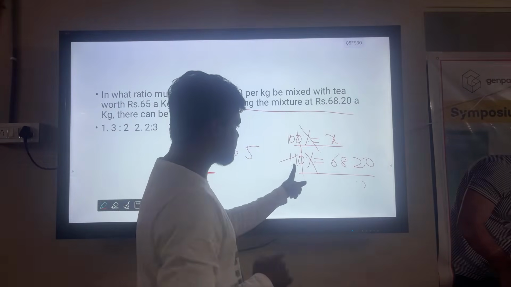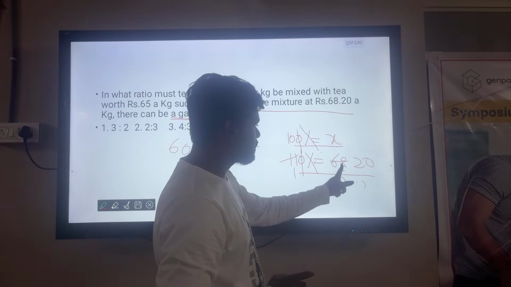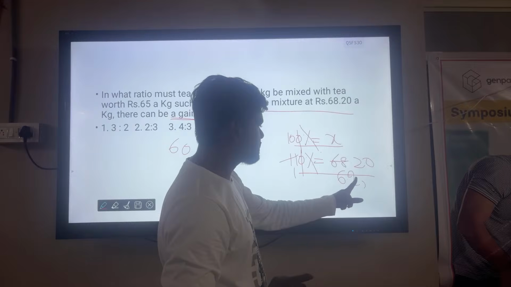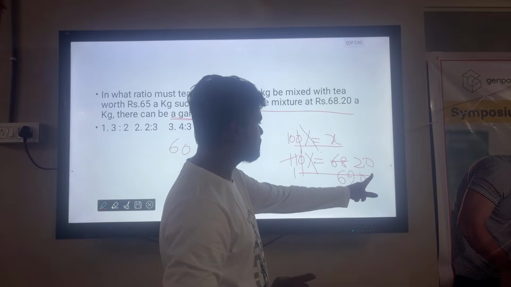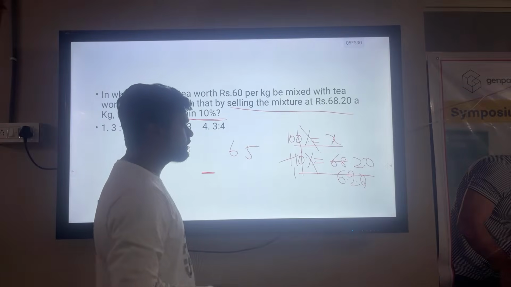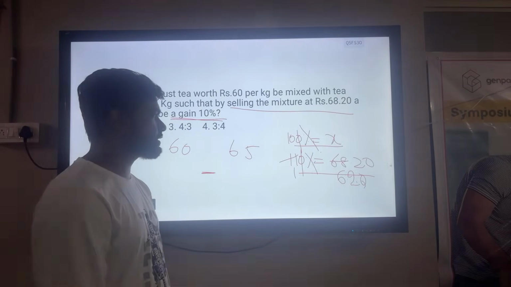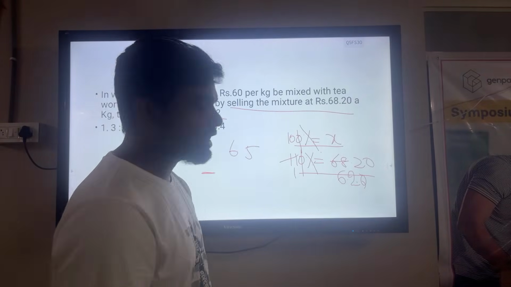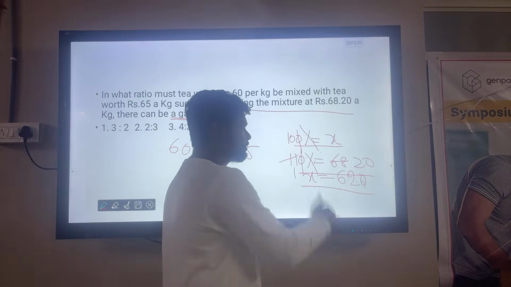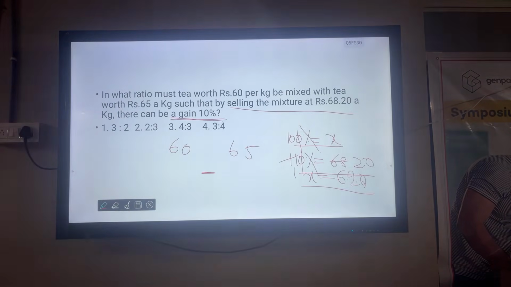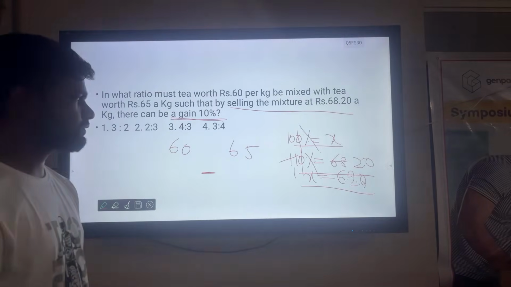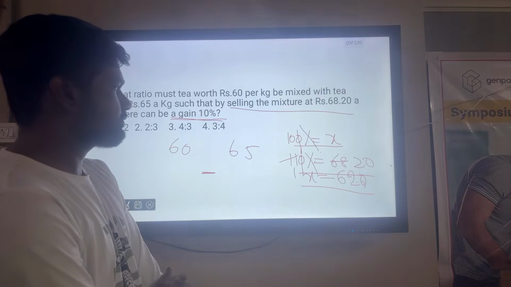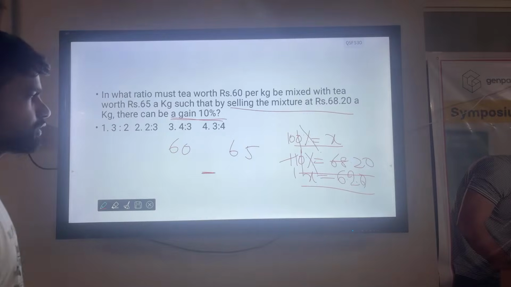Directly you can cancel: 11 ones are 11, 11 6s are 66, 11 2s are 22. 62 point 20, when you cross multiply this one, what will be the answer please? 11 6s are 66. Cross multiply: 62 rupees. What is the cost price there? x is equal to 62. 11 6s are 66 and the remaining 6, remaining 2, 11 2s are 22.